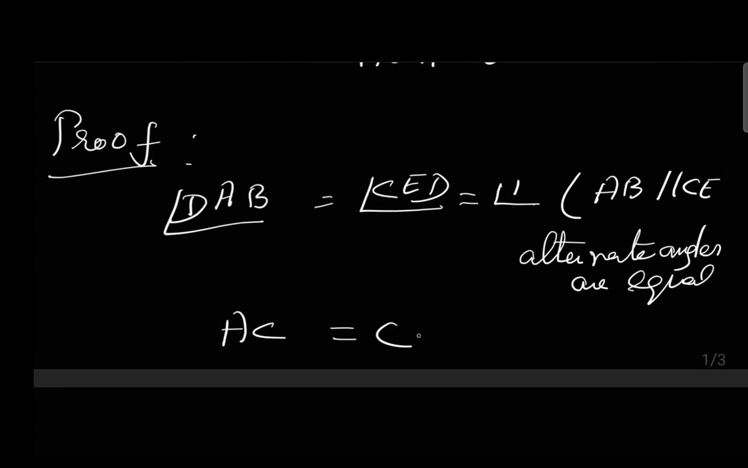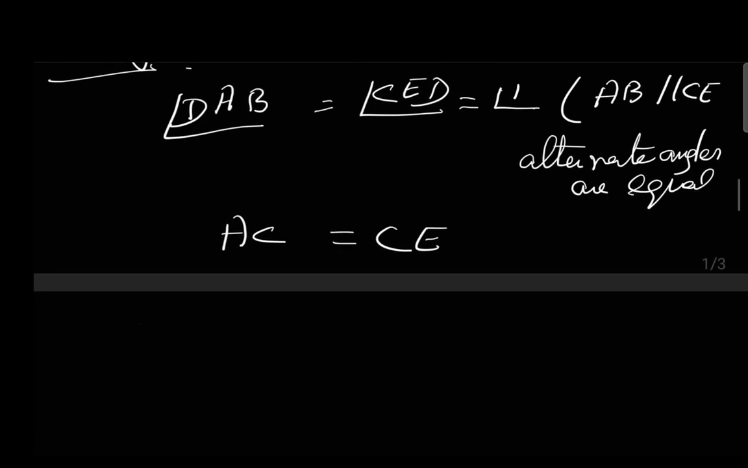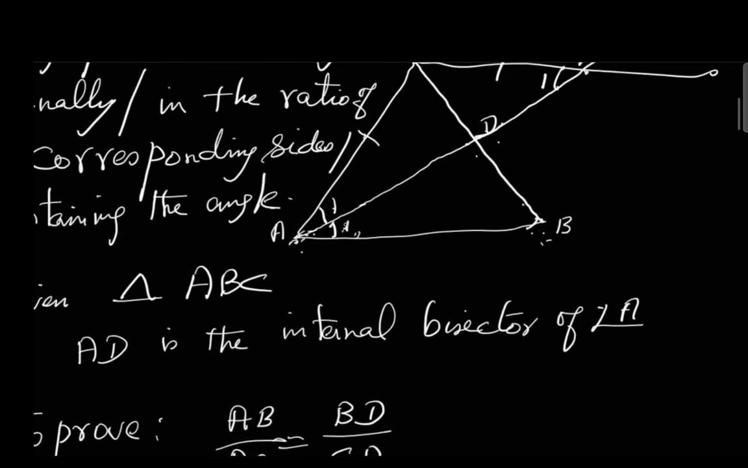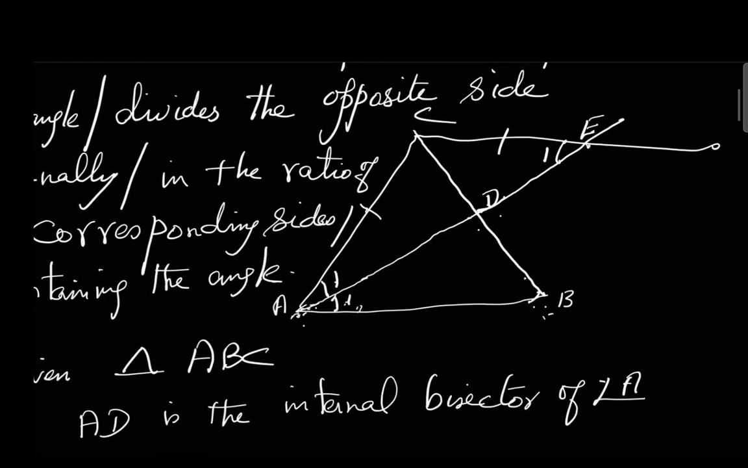AC is equal to CE. Therefore, bigger triangle ACE is an isosceles triangle. This concept is over, so you can take this as part 1. I have mentioned these two angles are equal because of parallel lines, alternate angles. So automatically these two sides become equal, so it is an isosceles triangle. Come to the next part.